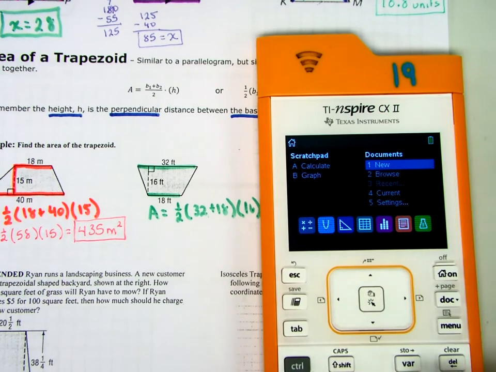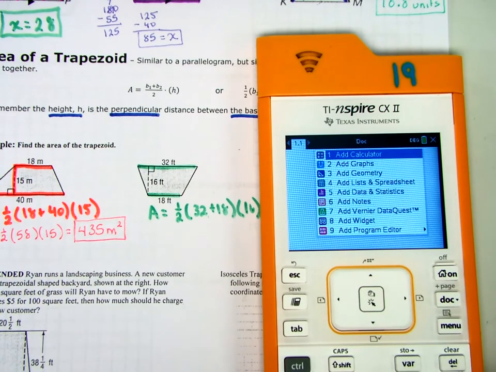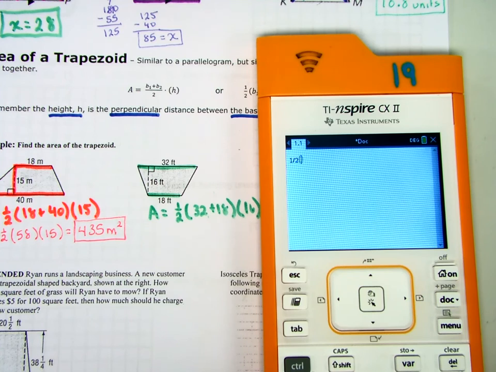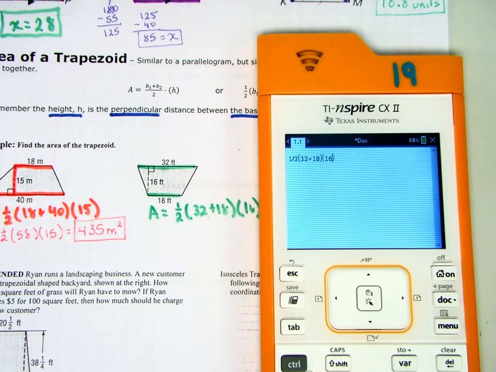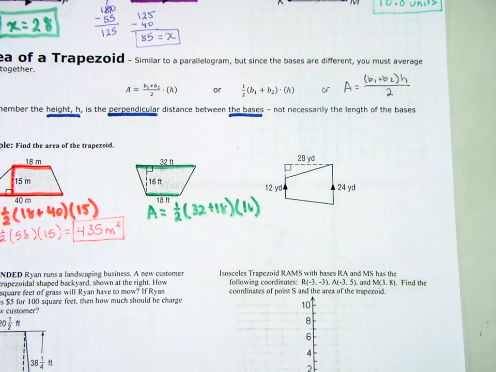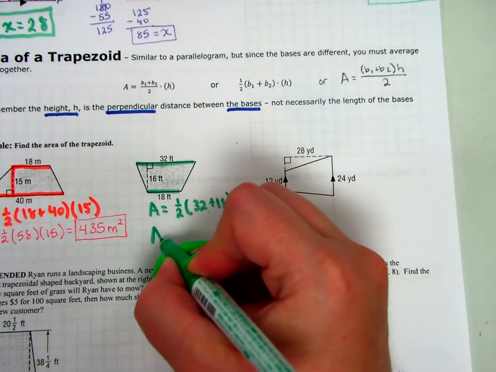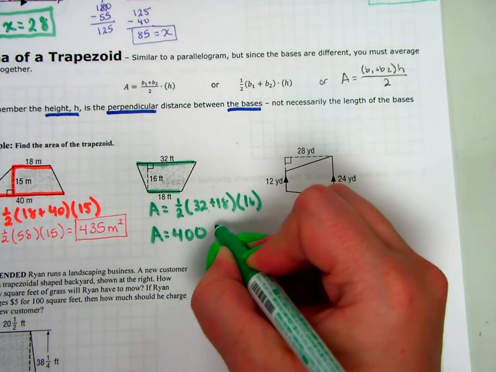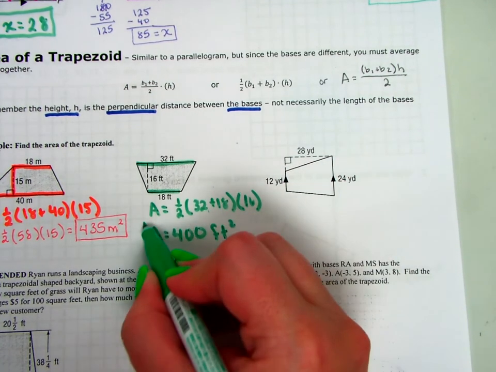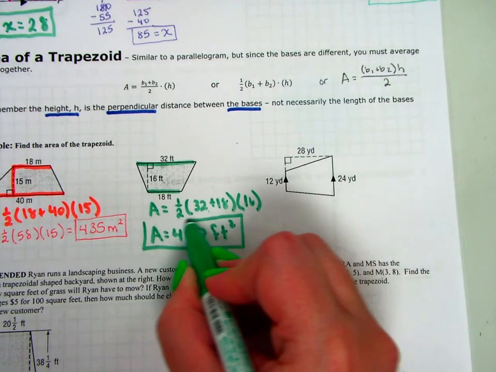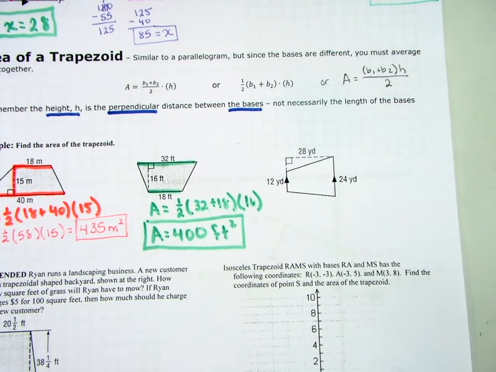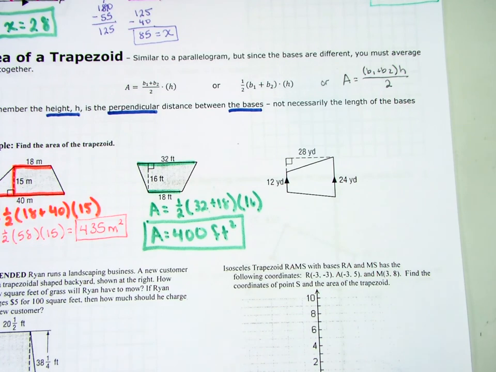And you don't have to pause in the middle to add those two. You could just put it all in your calculator at one time. You can do 1 divided by 2 times parentheses 32 plus 18 parentheses 16. So I put the whole thing in the calculator exactly as it is. And I get 400. Feet times feet is feet squared, or square feet. 400 square feet.